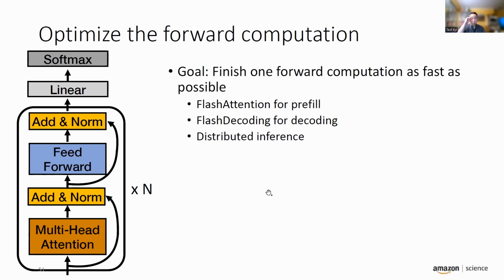Okay, so not going to go into super mathy details, but in terms of the forward computation, there are things that we can do. We want to finish this forward computation as fast as possible. And so we're going to see a couple slides here on 3 techniques: flash attention, flash decoding, and distributed inference. All of these are going to do the exact attention mathematical calculation, but they're going to do it differently.